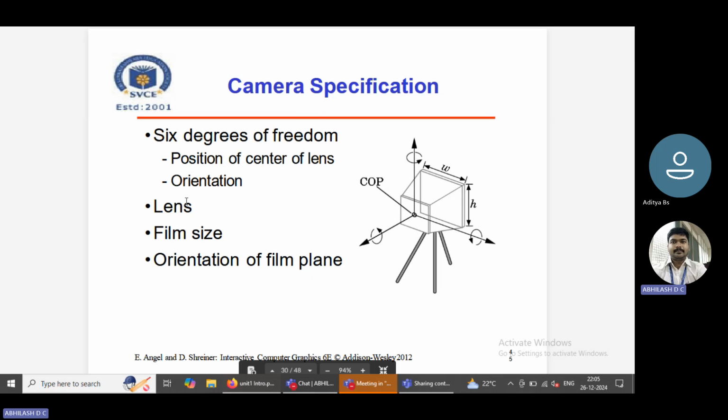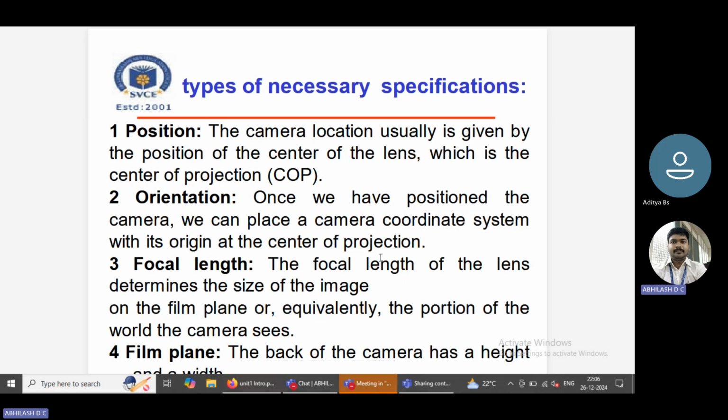We also have to look into what type of lens we are using, what type of film size we are using. And the important thing is, how are we capturing the image when it comes to the orientation, right? We can also move the camera in, we can twist it. We can twist the camera in the x-axis, in the y-axis, as well as in the z-axis. So the specifications go in this way. These are the types of specifications. So just go through once.